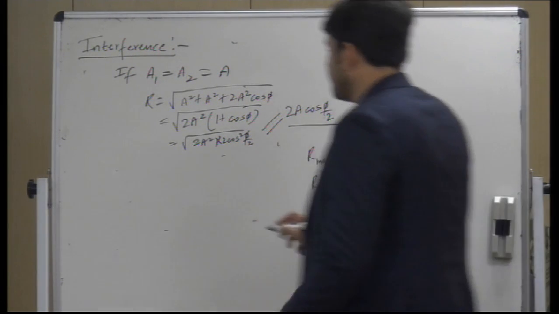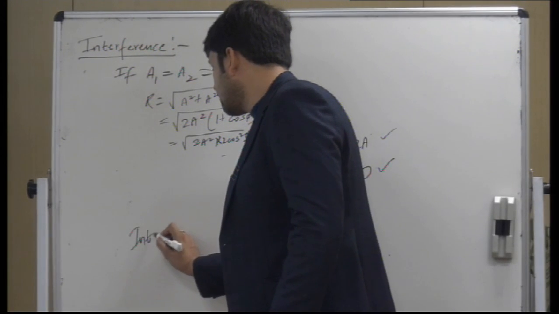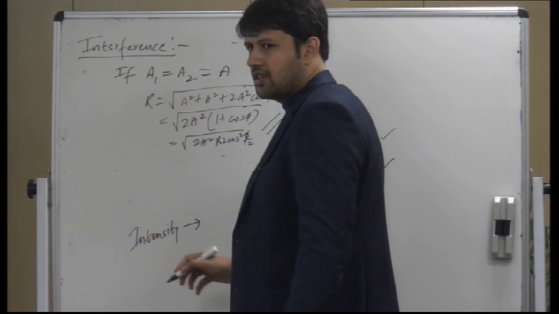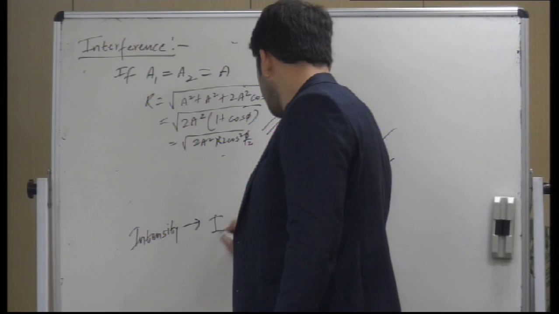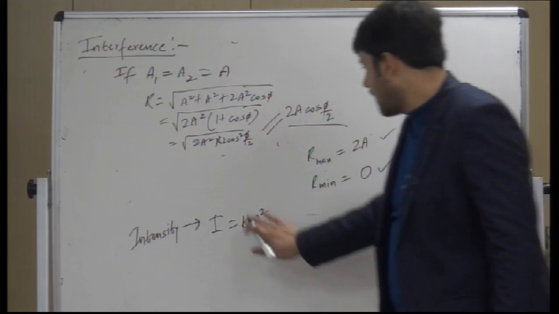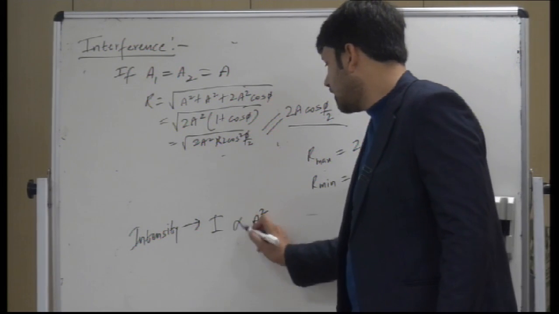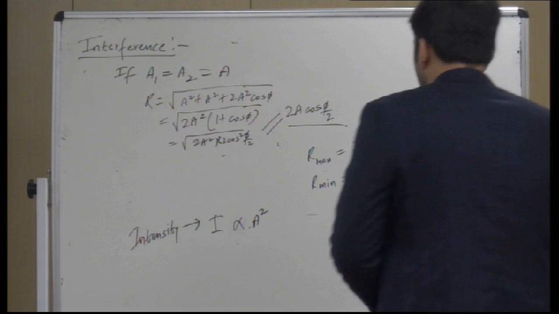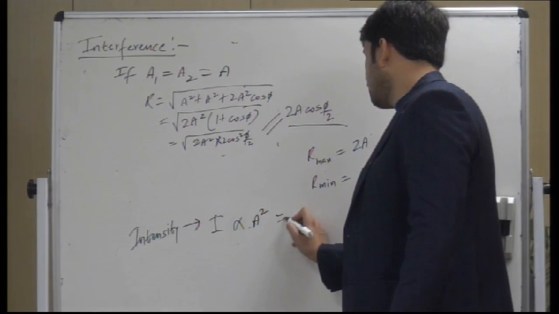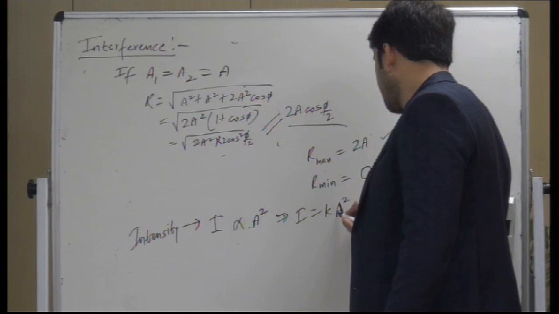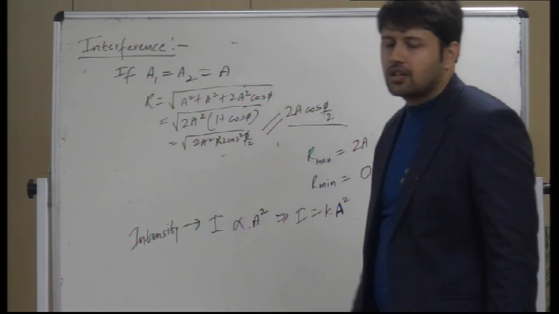For intensity, you already know, if you remember last year's waves, and even if you don't, it doesn't matter. Intensity for a wave is actually proportional to the square of the amplitude. Even for sound waves, it is proportional. So it is K a square.